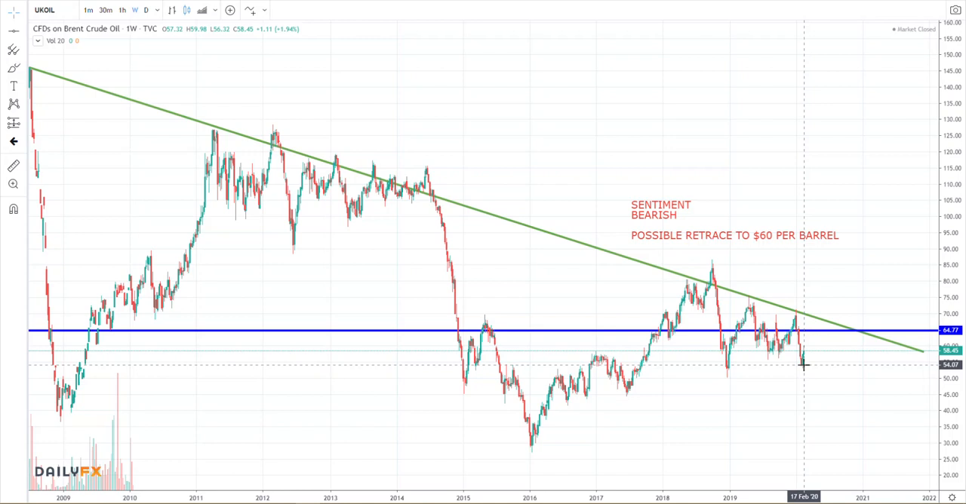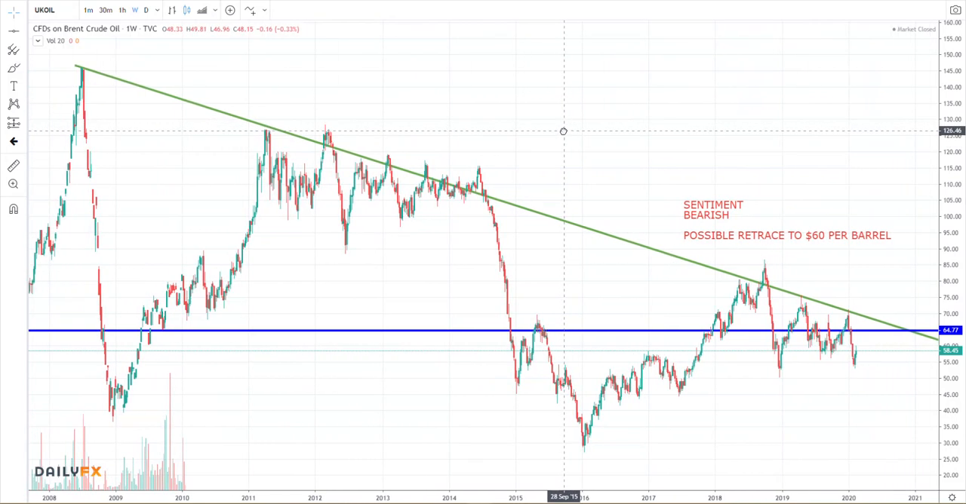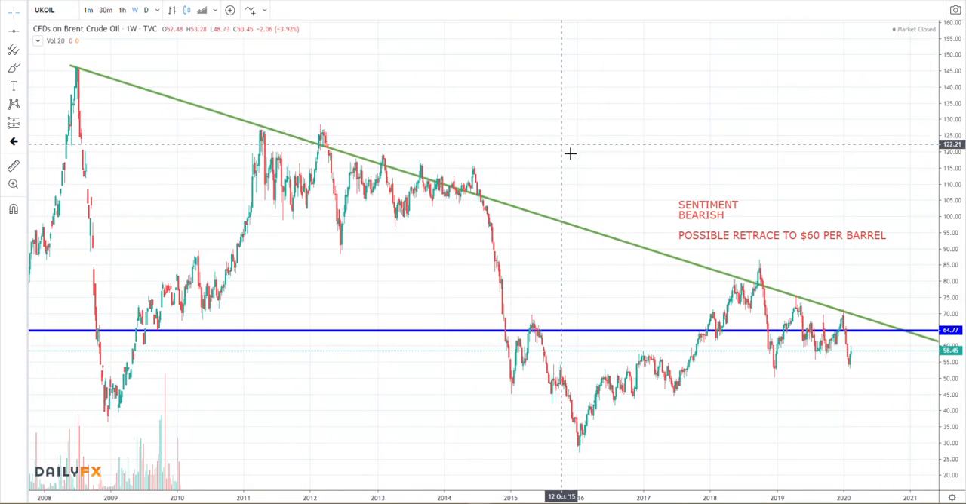Okay, so sentiment on oil is bearish, still bearish. Possible retrace to $60 per barrel this week. We've got a little bit of short-term bullish action happening, but really nothing to get excited about. This is a multi-year downtrend. The last few weeks saw price really rejected from that $65 barrel point, which means it's probably not going back there. So if we look, let's go ahead and zoom in.